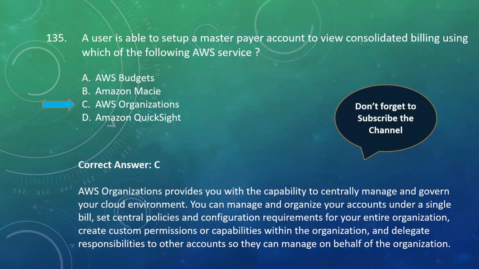Now, Amazon Macie is a data security service that uses machine learning and pattern matching to discover and help protect your sensitive data. And the last option, option D, Amazon QuickSight, is a cloud-powered business analytics service that makes it easy for all the employees within an organization to build visualizations.